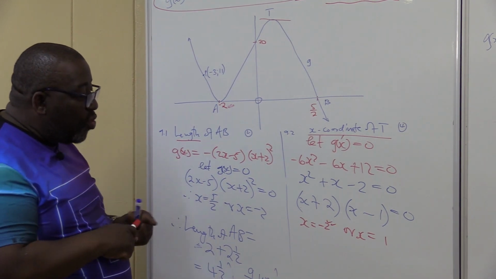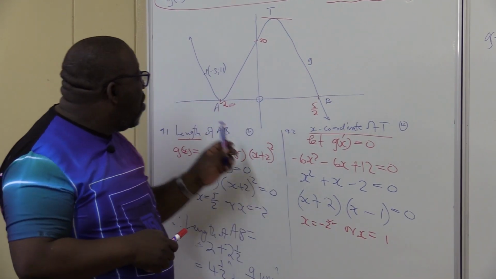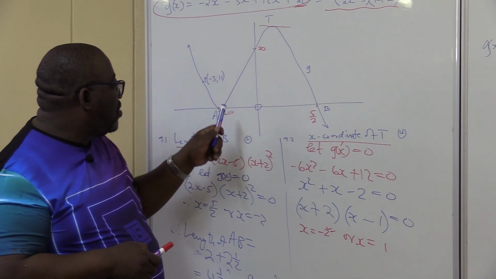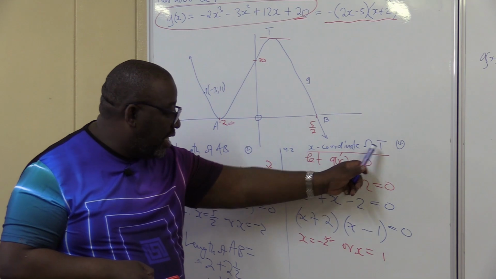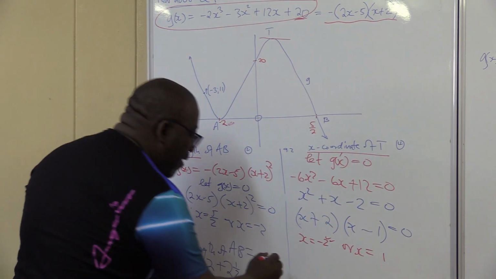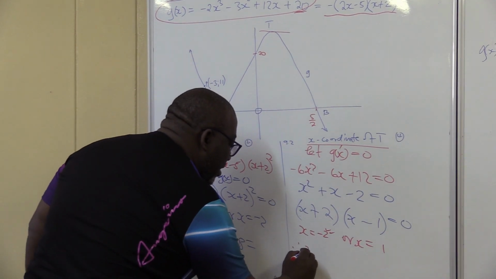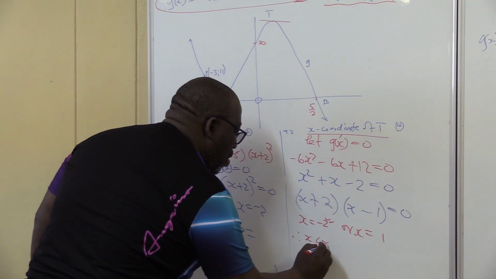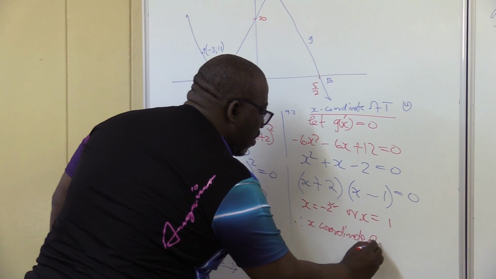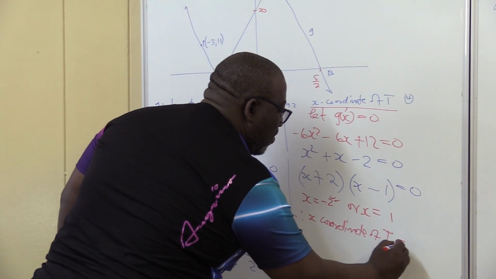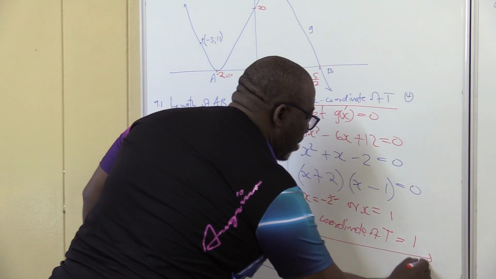But remember, we're not looking for both of these values. We were not looking for the x coordinate of A and T. We're just looking for the x coordinate of T. I respond to the question, therefore, the x coordinate of T is equal to 1. This is where I respond to my question.